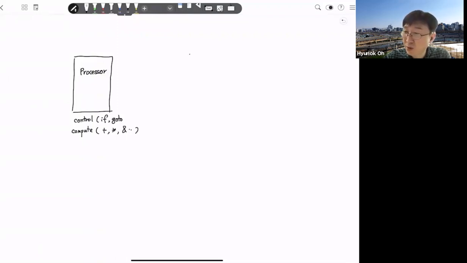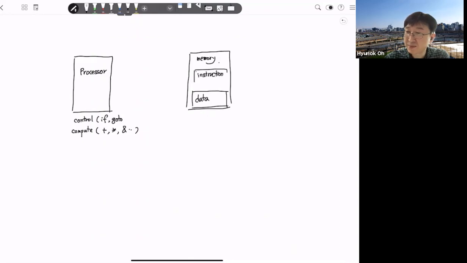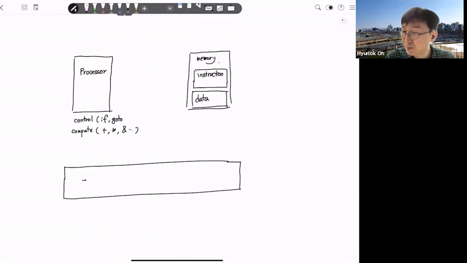And there is another important component in the computer architecture, which is memory. Every piece of data exists in the memory. So memory contains data, and memory also includes instructions. We will learn about what these instructions are. Okay, so if we divide the computer system into two parts, then the computer system includes processor and memory. That's all. Okay, so maybe we need some I/O. I/O is input and output.